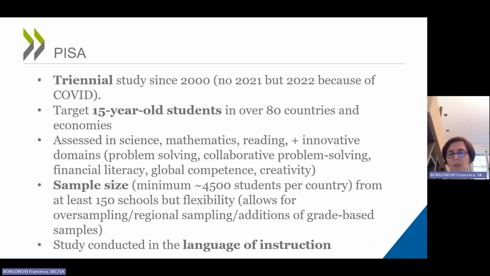The sample size is a minimum of 4,500 students per country, attending at least 150 schools. There is flexibility. Countries are allowed to do oversampling or regional sampling or adding grade-based components for their own purposes. And the study is conducted in the language of instruction. And this has important consequences for monitoring the skills and abilities of particularly very recent migrants in a country.